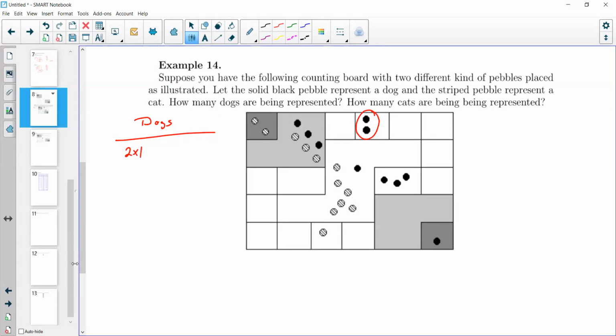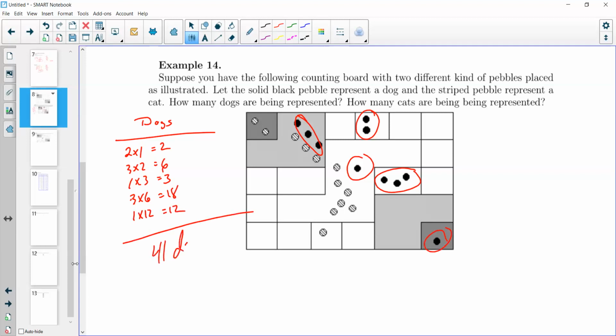That's 2 times 1, which is 2. Then I have 3 in a 2 square, which is 3 times 2, which is 6. Then I have 1 in a 3 square, so that's 1 times 3, which is 3. Then I have 3 in a 6 square, so that's 3 times 6, which is 18. And then I have 1 in a 12 square, which is 1 times 12, 12. Add it all up, and I get 41 dogs. See, that's easy, right?